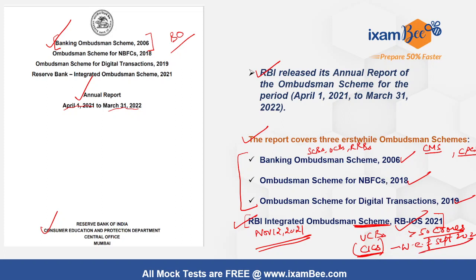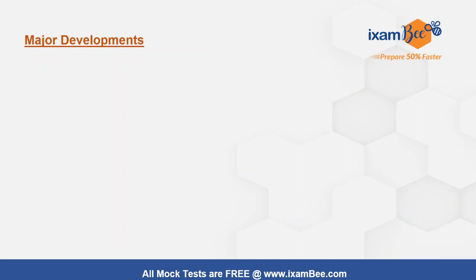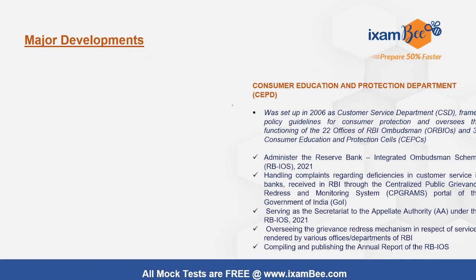As this annual report on Banking Ombudsman is released by the Consumer Education and Protection Department, what is this department? It was set up in 2006 as a customer service department that frames the policy guidelines and also oversees the functioning of 22 offices of RBI Ombudsman, because all these offices pertain to all those three integrated schemes that we have discussed, and also 30 consumer education and protection cells.